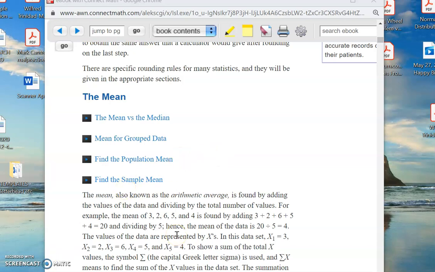Okay, let me start by mentioning that we have to be very careful in our language. There can be a lot of confusion, and as an example, the word average. The word average is ambiguous. Do you know what ambiguous means? Ambiguous means that it can have more than one meaning.